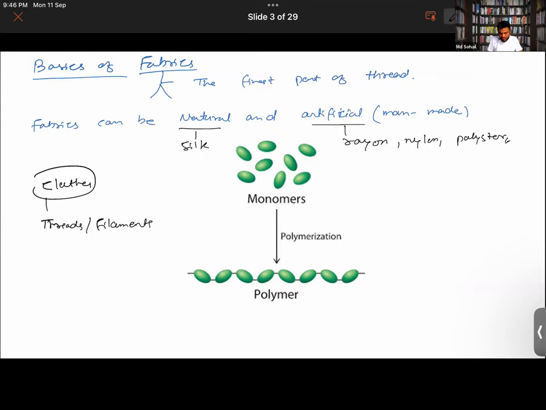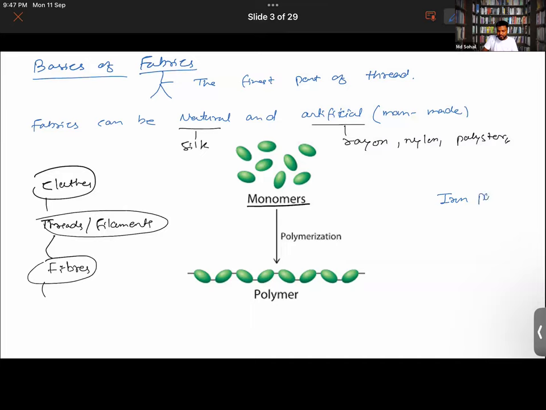Now, these threads and filaments are actually made up of very fine thread-like structures, finer parts called fibers. Getting it, guys? And if you were to talk at an atomic level, if you were to see this fiber in a microscope, you will be seeing monomers. You will be seeing what? Monomers.